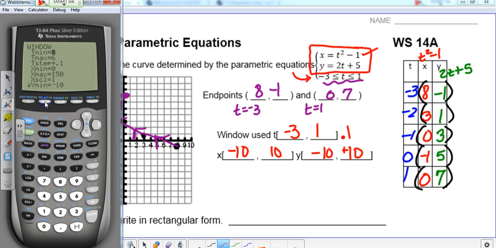We're going to go to the window, and you have to assign a t value. We were given one of -3 for the minimum, 1 for the max. Going to leave this 0.1. And I'm going to do -10 to 10 for my x's by 1, and -10 to 10 for my y's by 1. And it should look just like what we sketched on the graph paper. Any questions?